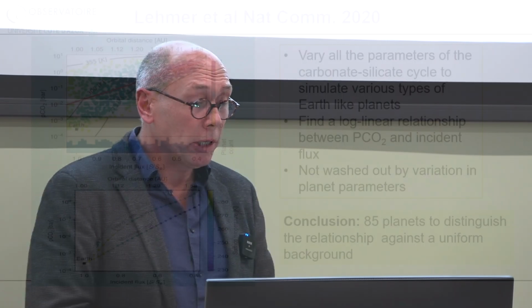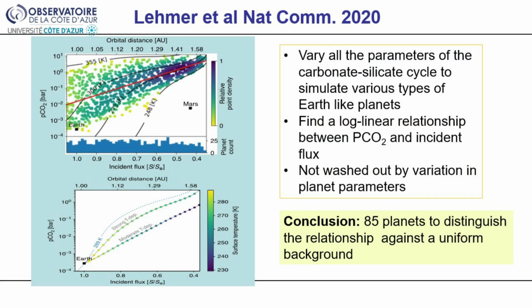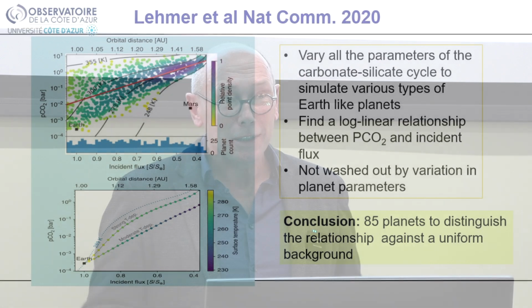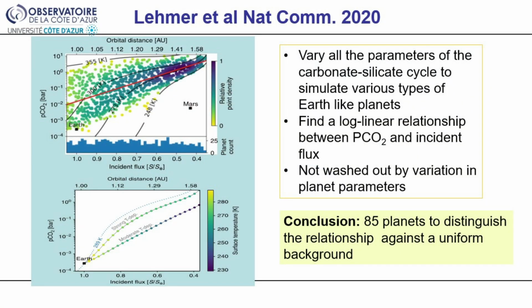And even if you vary it by large amounts, so more or less land coverage, more or less ocean depth, so you can play with all those parameters. But for a set of planets that resemble the Earth, with that carbonate silicate cycle working, you do have a trend. You have a trend in terms of pCO2, concentration of CO2, in terms of incident flux. And they say, okay, how many planets do we need, statistically, with Bayesian analysis, to distinguish that trend? And they say you need to have 85 planets that do have that to start distinguishing that trend over a uniform background.